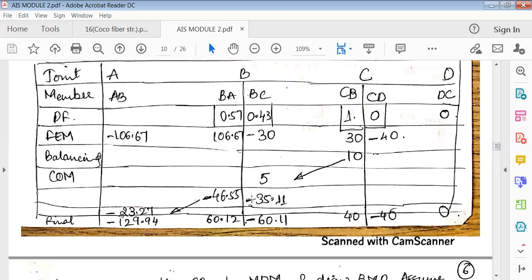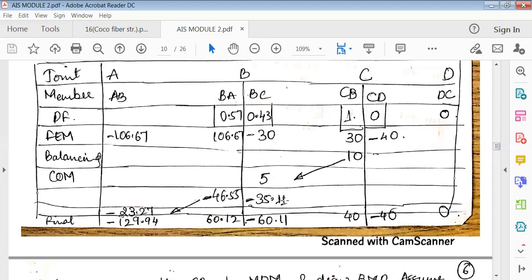Similarly, 81.67 into 0.43 is minus 35.11. So this is again balanced now. So balancing, carryover moment, then again balancing. So this is all balanced now.